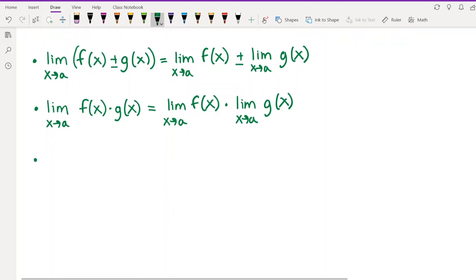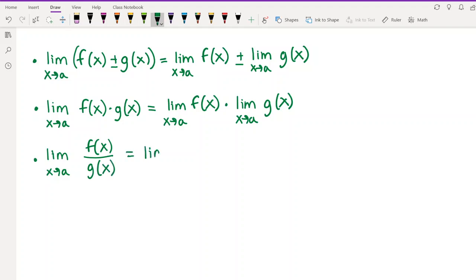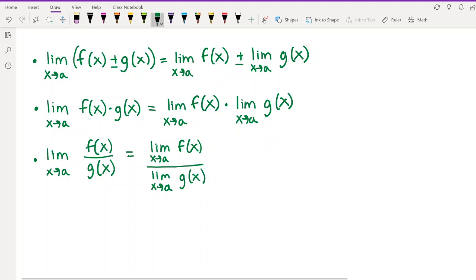So next one you might guess is division. So if you're taking the limit as x approaches a of f of x over g of x, that's going to be the same thing as taking the limit of each individually and dividing them. And there's one extra provision we need in this case, which is that this is not going to be true if the limit of g of x is 0. Because then you would be dividing by 0, right? So that just wouldn't really make sense.